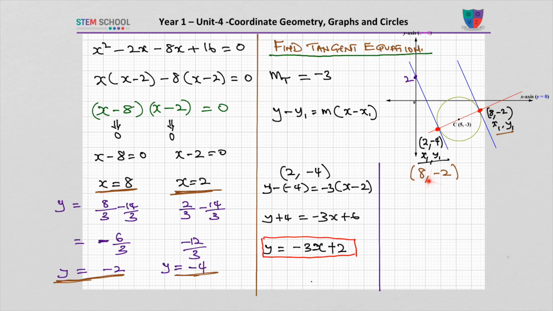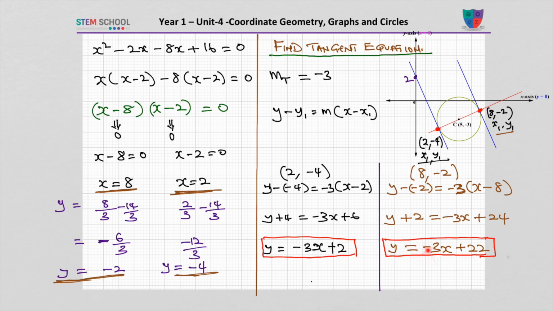Now for coordinate 8, minus 2, I'm going to use this and that gradient. So I've got y minus minus 2 equals minus 3, open bracket, x minus 8, close bracket. Therefore, y plus 2 equals minus 3x plus 24. If I take away 2 from both sides, y becomes minus 3x plus 22. So up somewhere there will be 22. So this equation, y equals minus 3x plus 22, is for this tangent, and y equals minus 3x plus 2 is for that tangent.